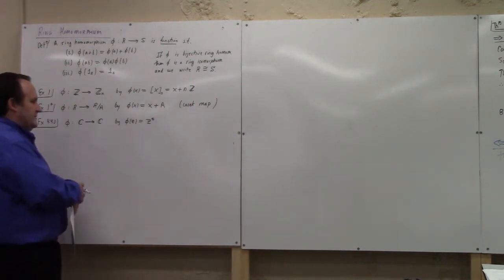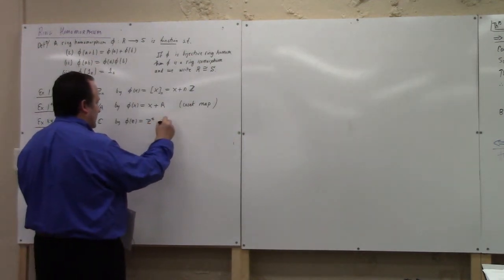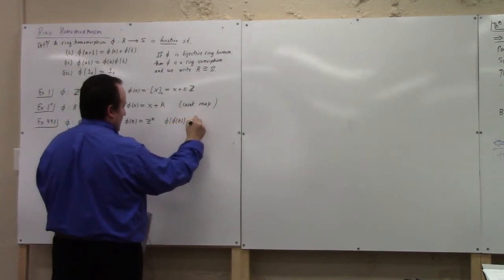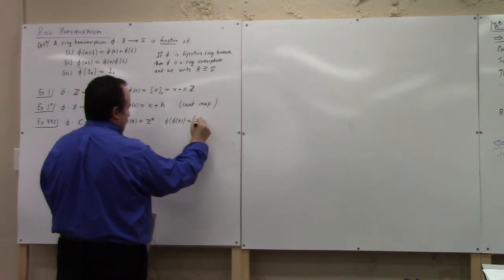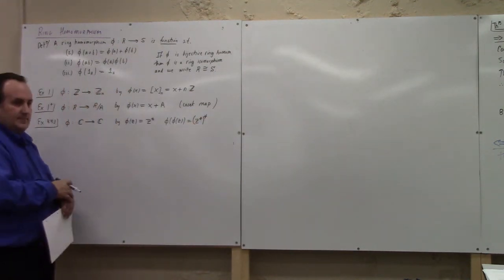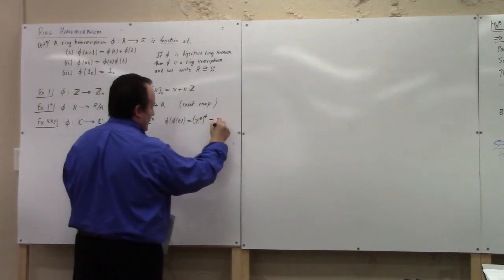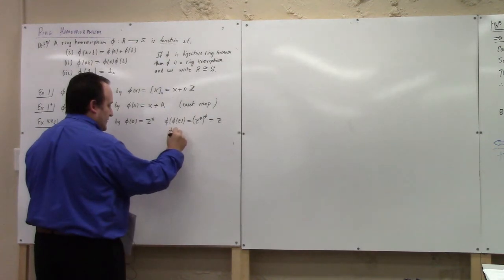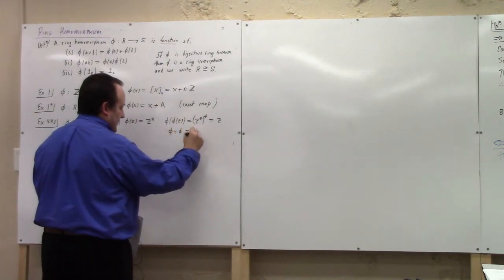In fact, you can easily see that phi of z is the conjugate. What happens if you do the complex conjugate twice in a row? You're back where you started. So this, in fact, has phi composed with phi equal to the identity.